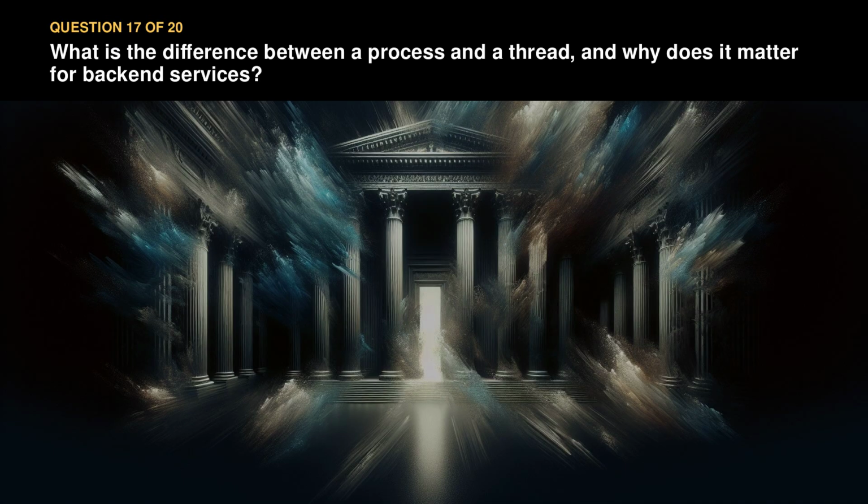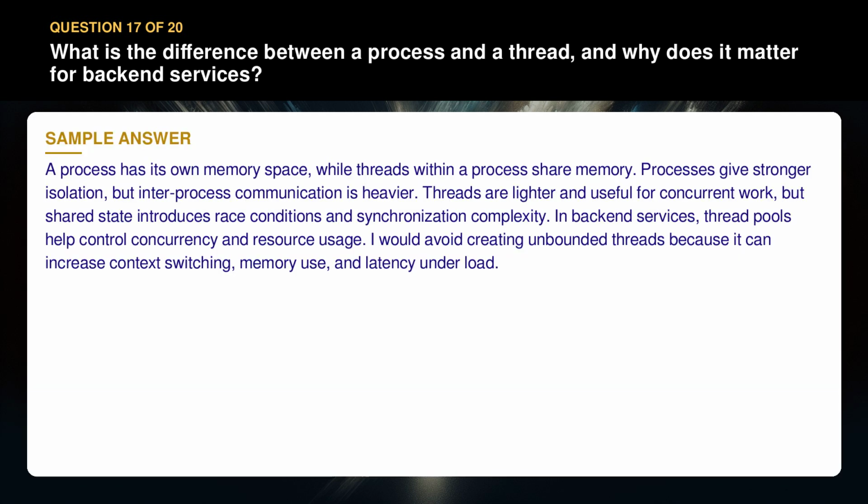Question 17. What is the difference between a process and a thread, and why does it matter for backend services? A process has its own memory space, while threads within a process share memory. Processes give stronger isolation, but inter-process communication is heavier. Threads are lighter and useful for concurrent work, but shared state introduces race conditions and synchronization complexity.